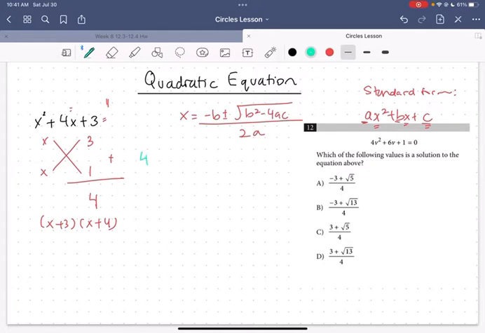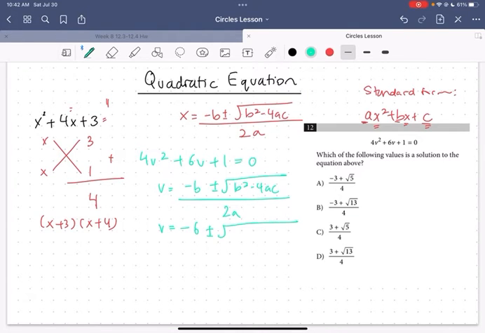Let's use this 4v squared plus 6v plus 1 equals 0. Well, in this case, we're looking for v actually. So v equals minus b plus or minus the square root of b squared minus 4ac, over 2a. V equals minus b, so it's going to be minus 6 plus or minus the square root of b squared, so 6 squared, minus 4 times a, a is 4, times c, which is 1, over 2a, which is 4 again, so that's going to be 8.